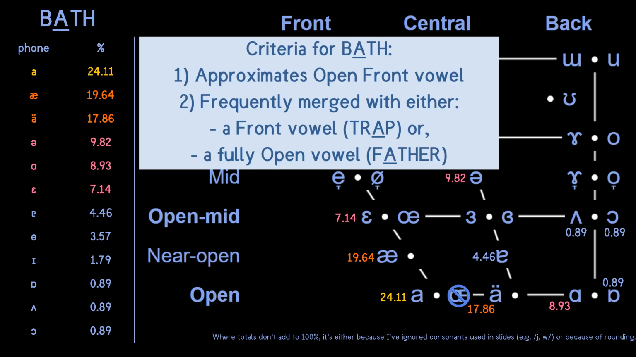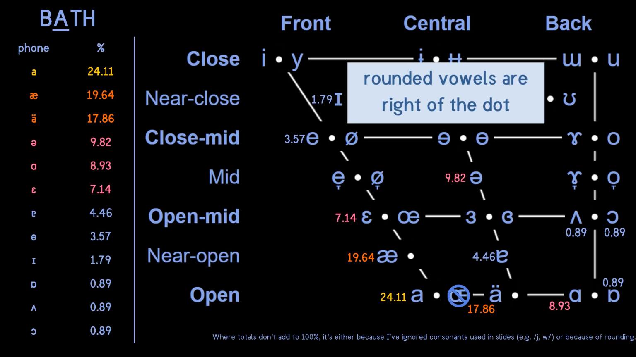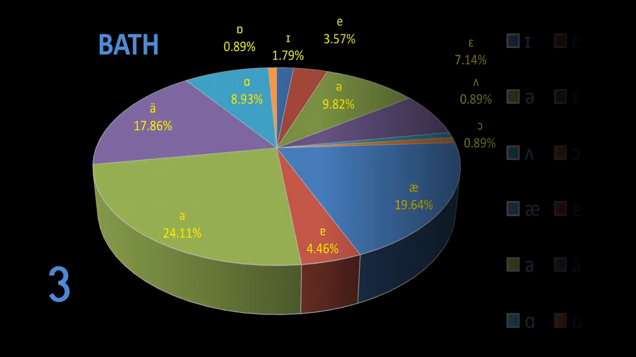As we progress through the next few sets, notice how the dialectal vowels gradually shift from the open front vowel across to the central and back vowels, but when they reach the back, they can begin to round. Here's the pie chart.